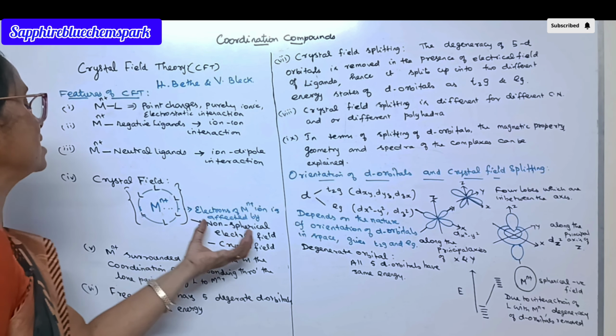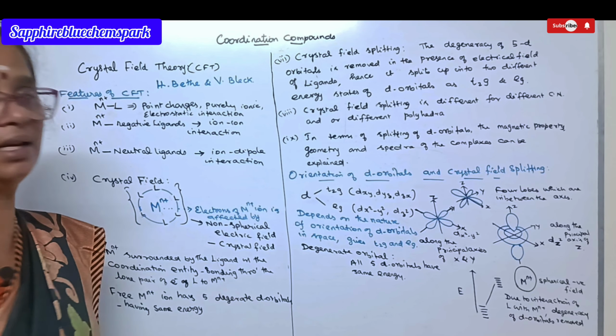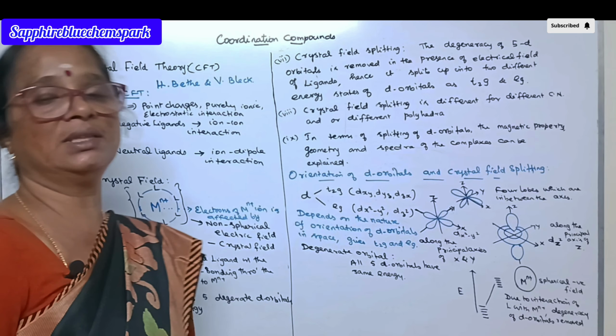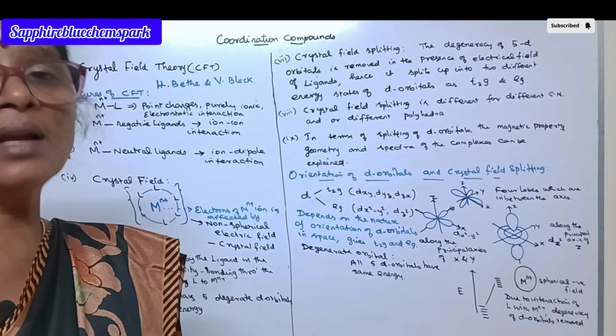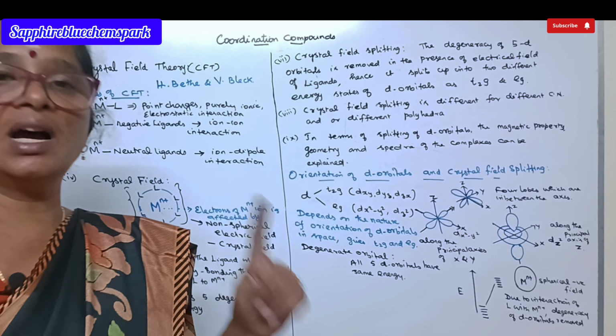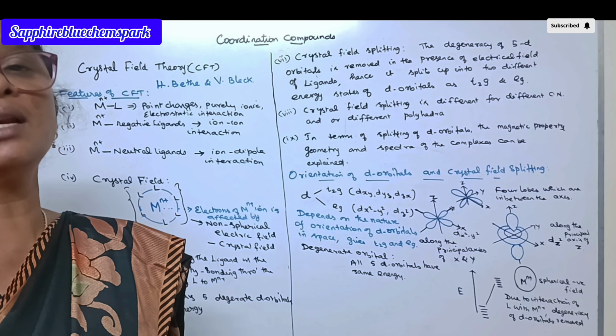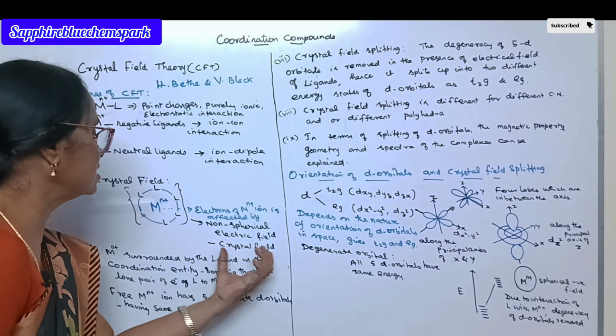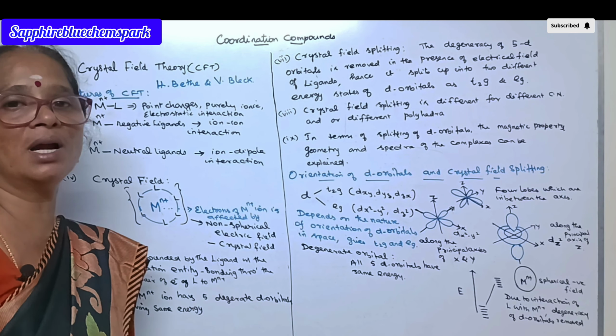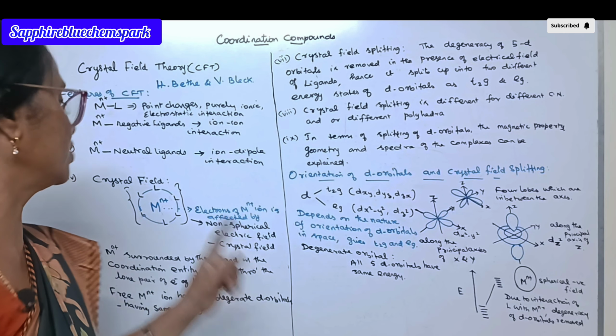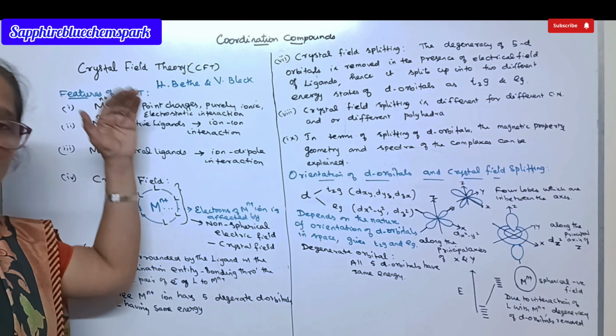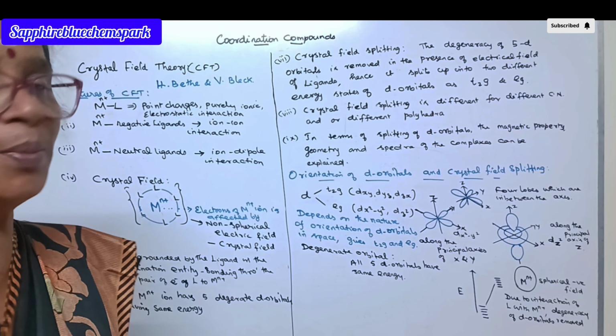How this non-spherical electric field is formed can be explained for different complexes having different coordination numbers. So this crystal field will depend upon the coordination number of the metal ion. So let us find the points one by one.